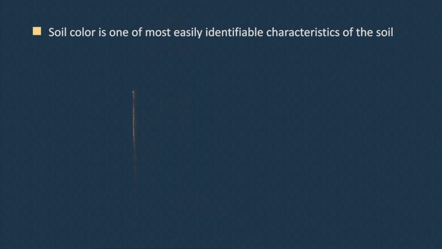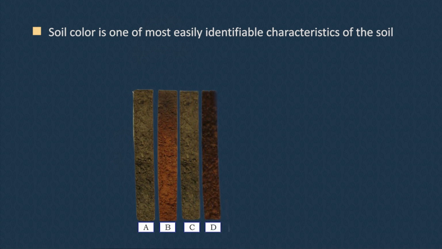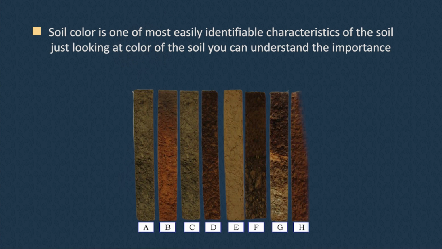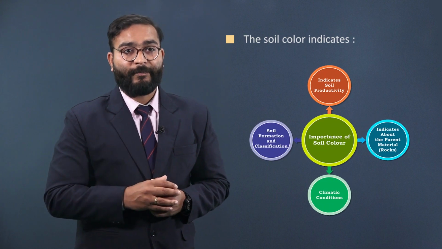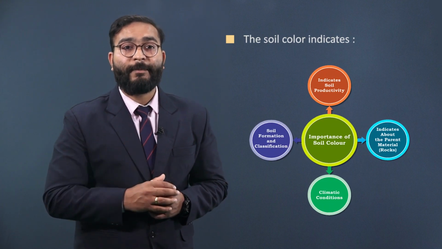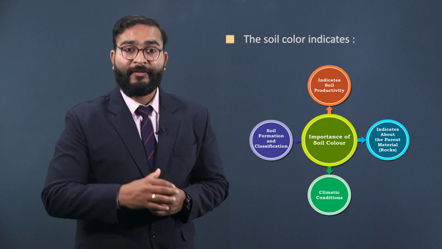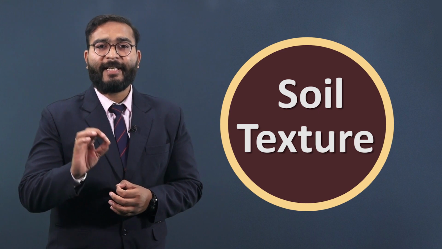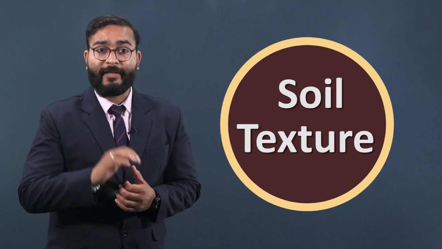Student, soil color is one of the most easily identifiable characteristics of the soil. Just by looking at the color of the soil, you can understand the importance of the soil. Overall, the soil color indicates its productivity, the parent rock material, place, climatic condition, and how the soil formation took place. Students, the next physical property is the soil texture, which can be easily understood by the following points.